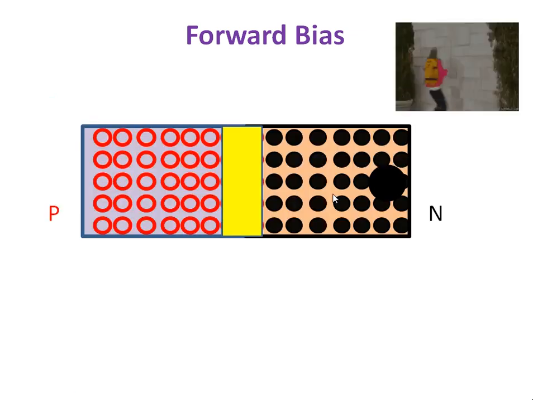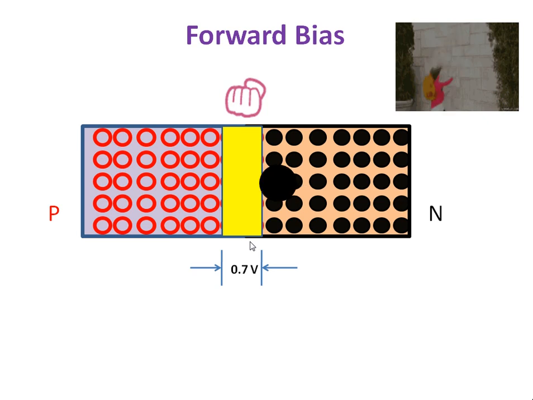Similarly, if the electron wants to reach the p-type region, the depletion layer has to be broken. We know very well, last class we discussed the barrier potential. The barrier potential is 0.7 volt for silicon and 0.3 volt for germanium.